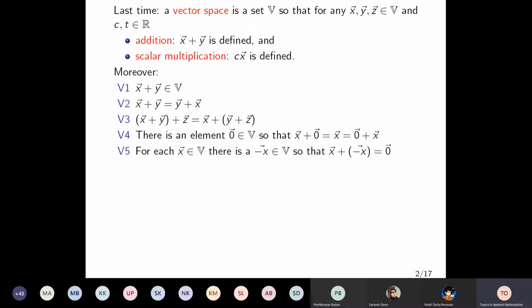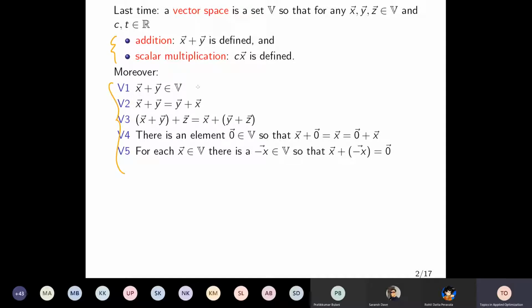Okay. So vector space is something we defined in the last class. Vector space is a space where if you take any two elements and add them, so addition is defined obviously, then the result is also in the set V. And if you take a vector and multiply it with a scalar C, then the resulting vector C times X is also in the vector space V. So this is the usual definition of vector space.